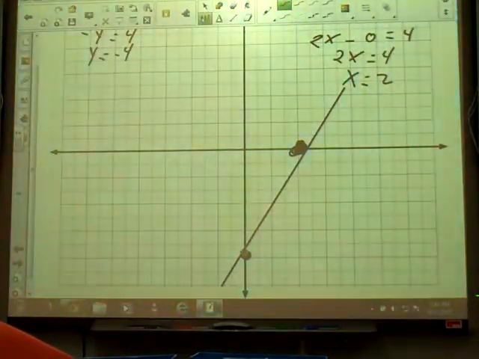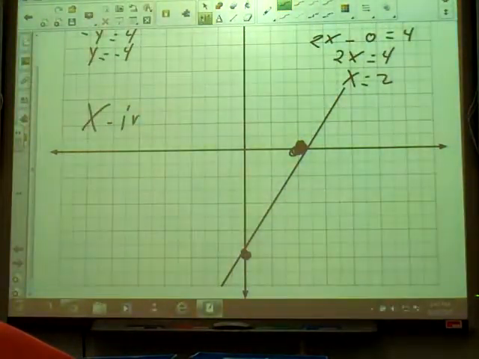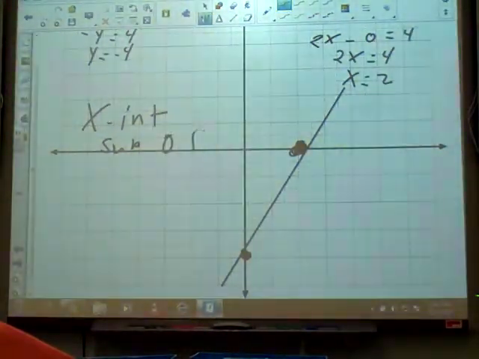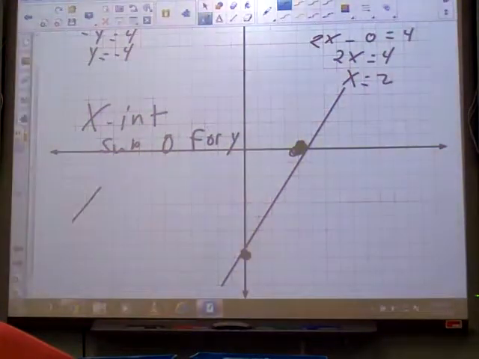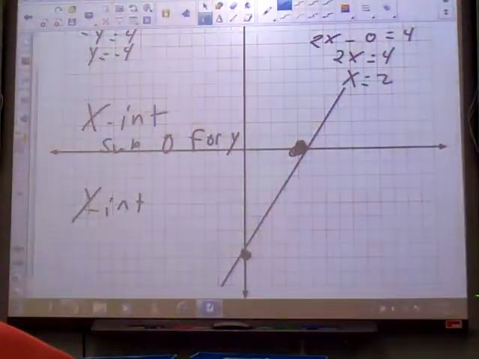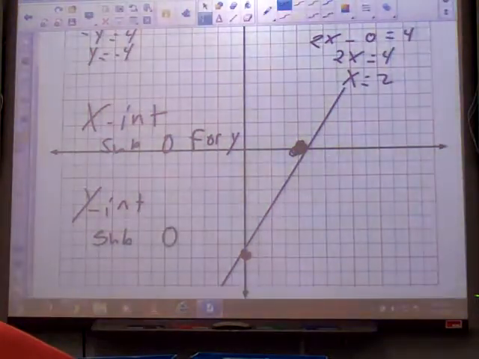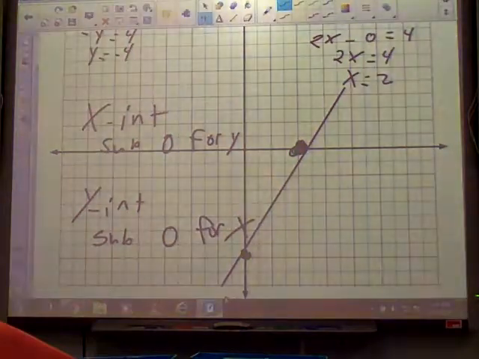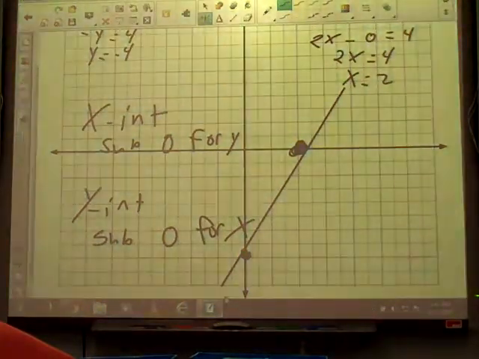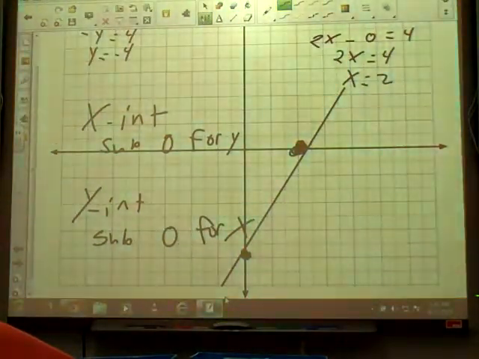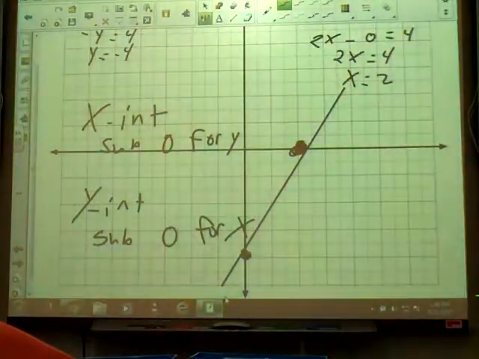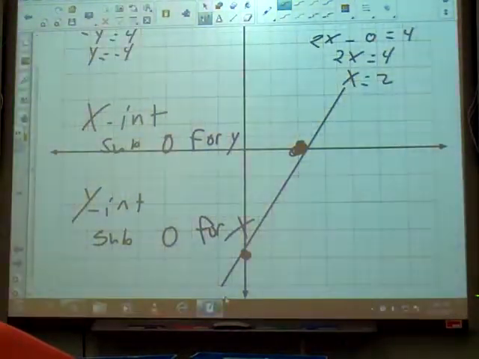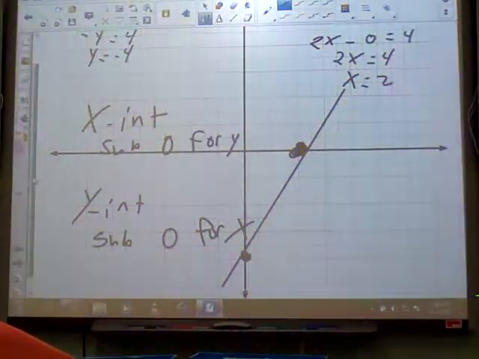All right, so the note you probably need to make: when you're finding the x-intercept, you're going to substitute a 0 in for the y. When you're finding the y-intercept, you're going to substitute a 0 in for the x. Everybody all right? Pretty simple, pretty easy. All right, you're fixing to try one of those real quick.